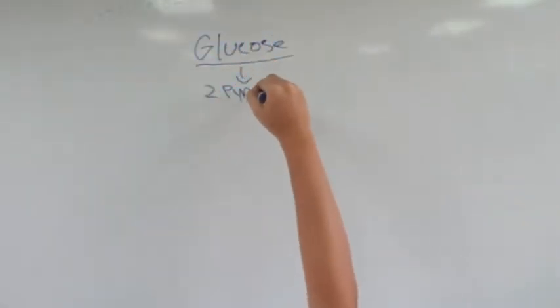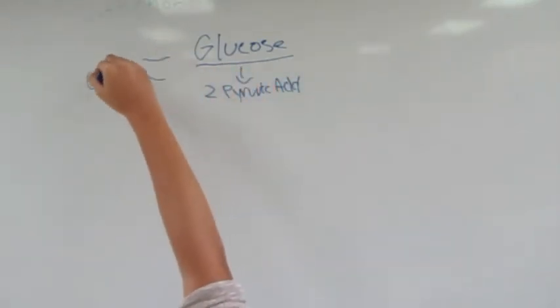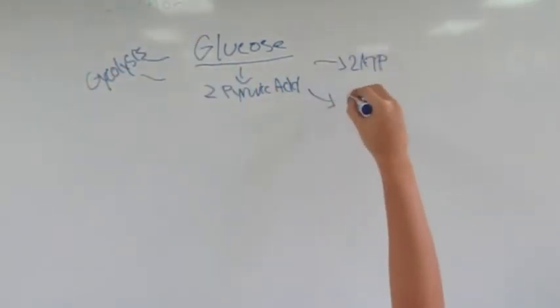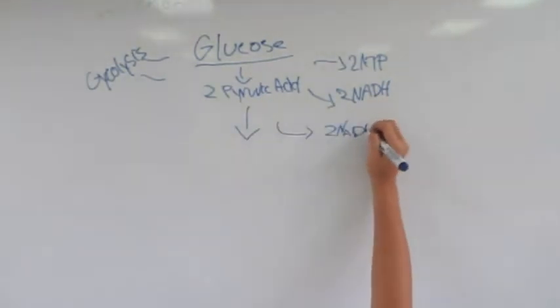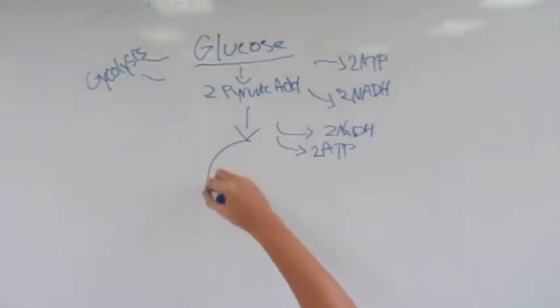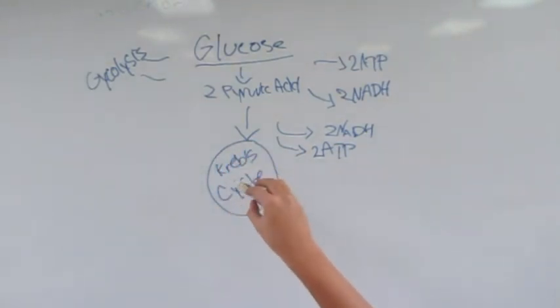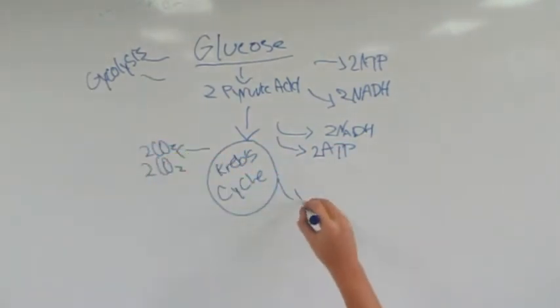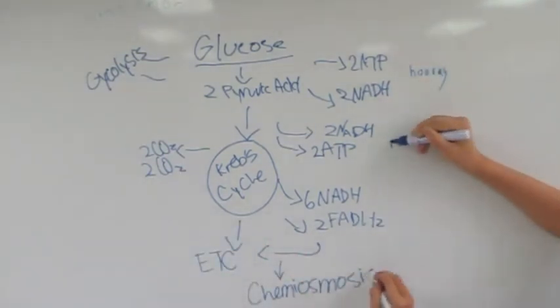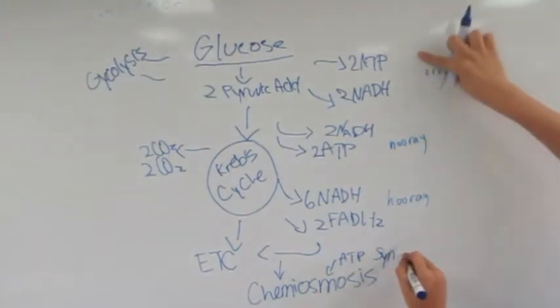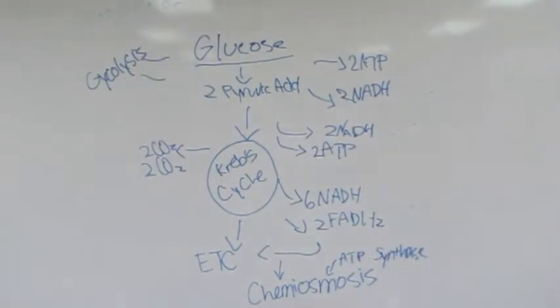One NADH is converted to 3 ATP and one FADH2 is converted to 2 ATP during chemiosmosis. From glycolysis, 2 ATP and 2 NADH are produced. When pyruvic acid is converted to acetyl-CoA, 2 NADH are produced. During the Krebs cycle, 2 ATP, 6 NADH, and 2 FADH2 are produced, which amounts to a total of 38 ATP for each molecule of glucose.